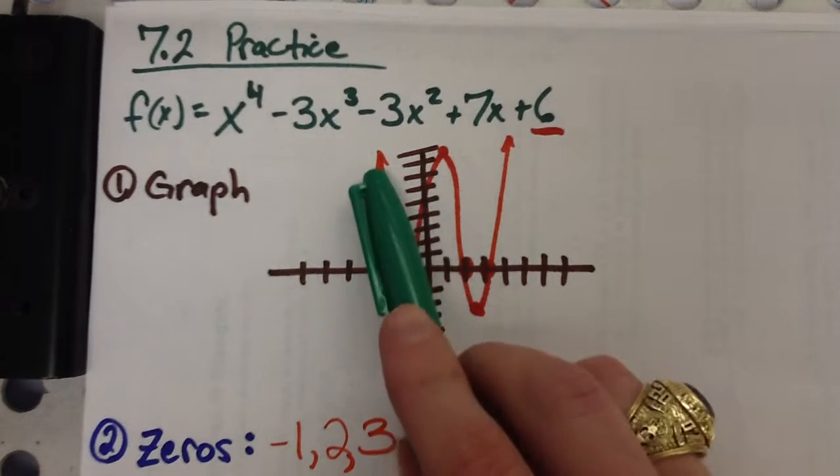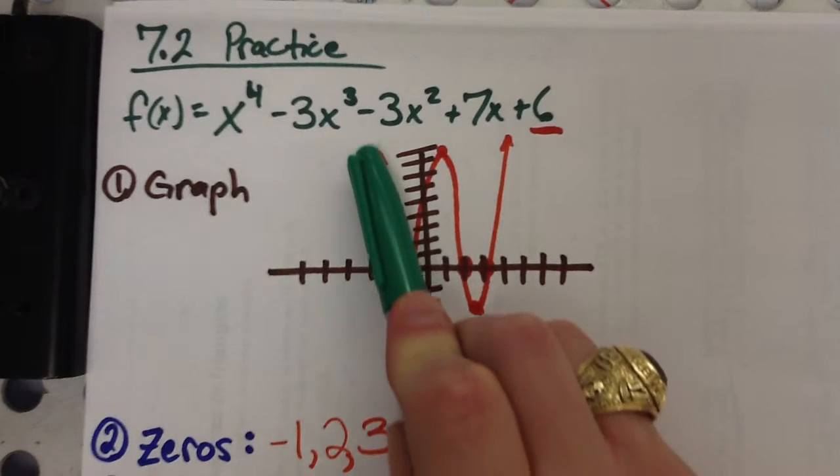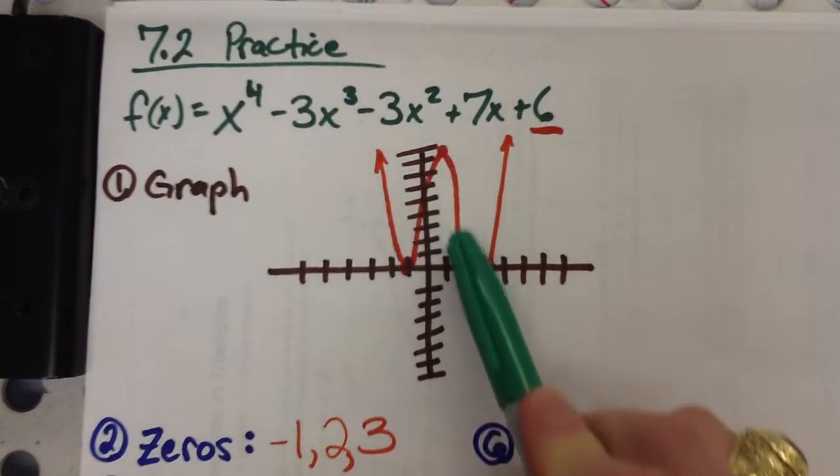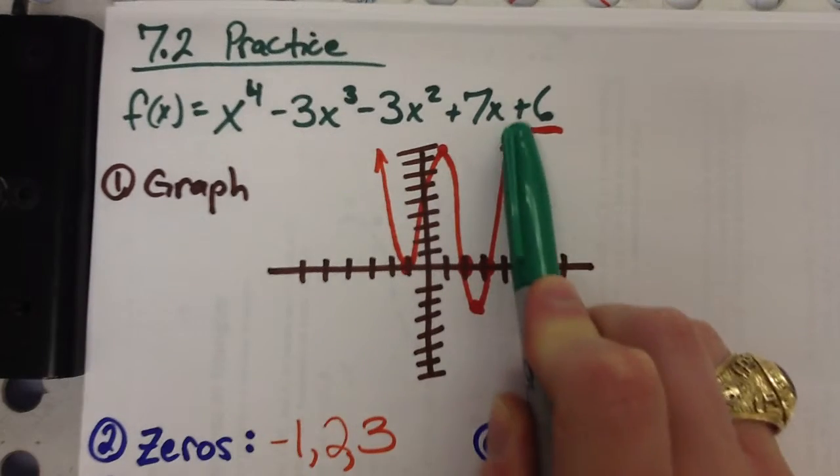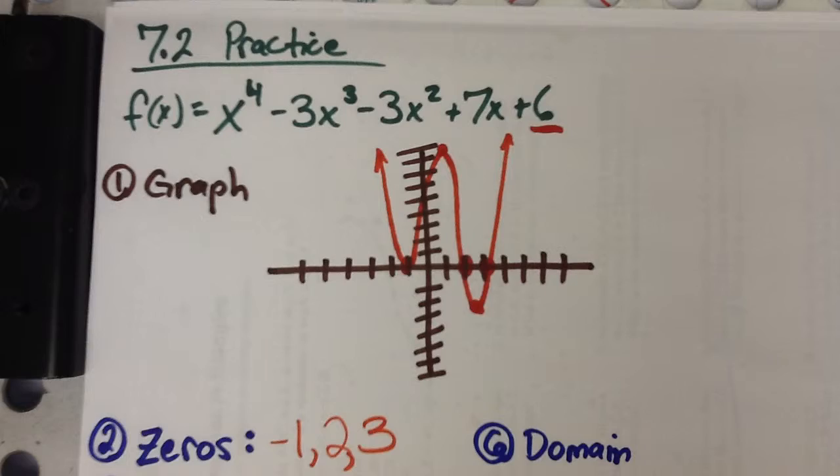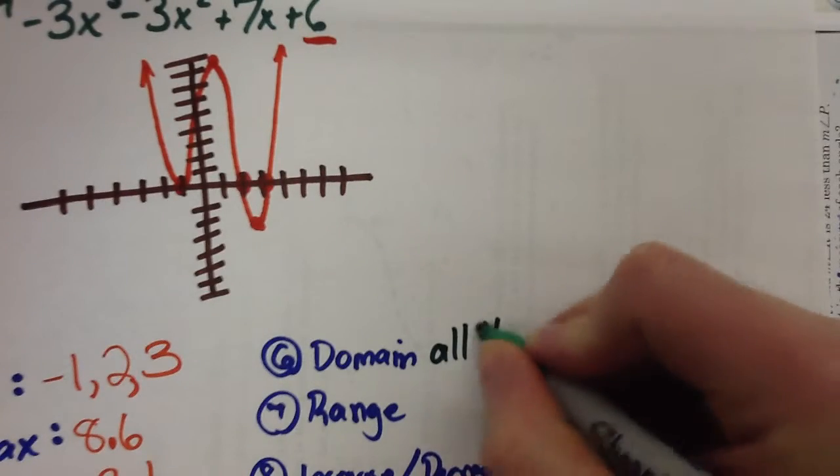All right, so domain, this thing will continue on forever to the left. There are breaks in through here. It's getting steep, but it keeps going right. So your domain in this case is all real numbers. Okay, so it's going to hit all real numbers.